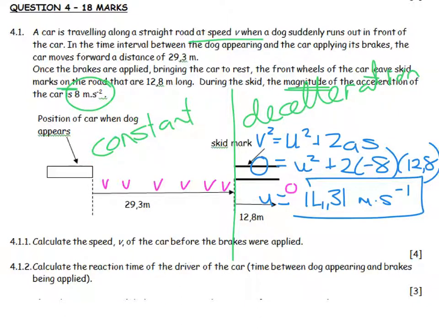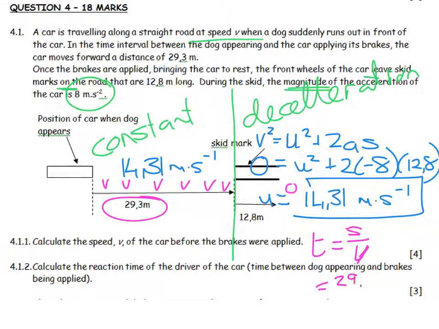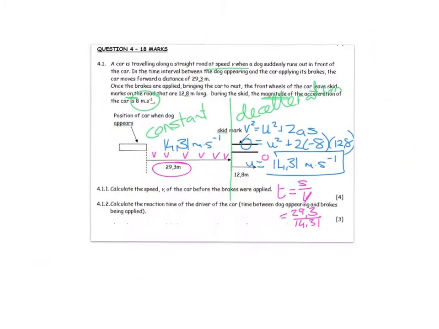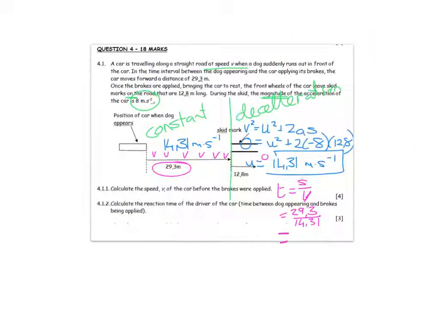Then it says calculate the reaction time. So for this whole part of the journey, it is 14,31 meters per second. And if I'm looking for time, it's a constant velocity, so I don't use an equation of motion. Time is displacement or distance over velocity. Sorry. The distance is 29,3. The constant velocity is 14,31, and therefore I land up with a time of 2,05 seconds.